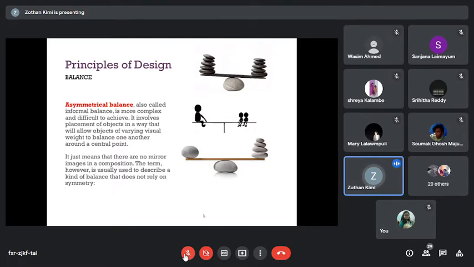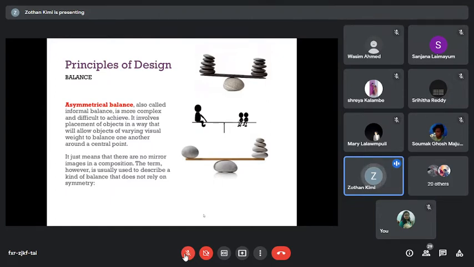Even though she's read it out, let's take the sentences one by one. It's also called informal balance. It is more complex and difficult to achieve because symmetrical balance is basically just copying whatever is there on the other side to have the weight equally. But asymmetrical balance, as you can see in the picture with the man, is like a seesaw, right? There's one big man on one side, and two small kids on the other side. Even though this is not symmetrical, we still have a visual balance.